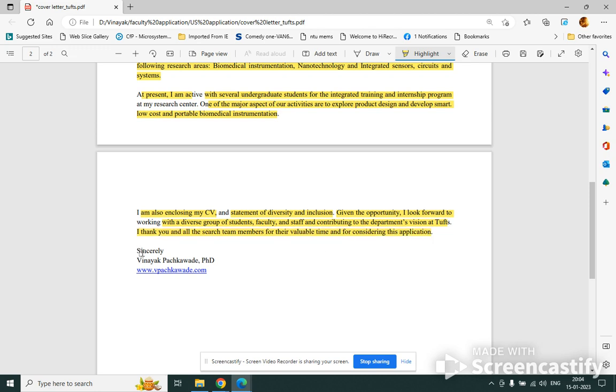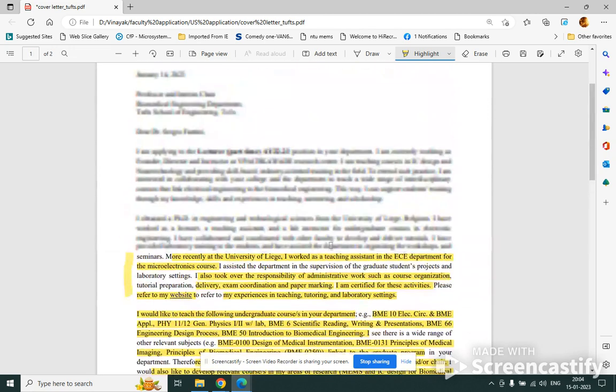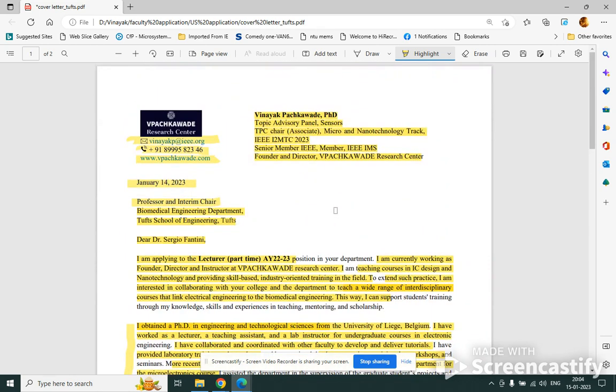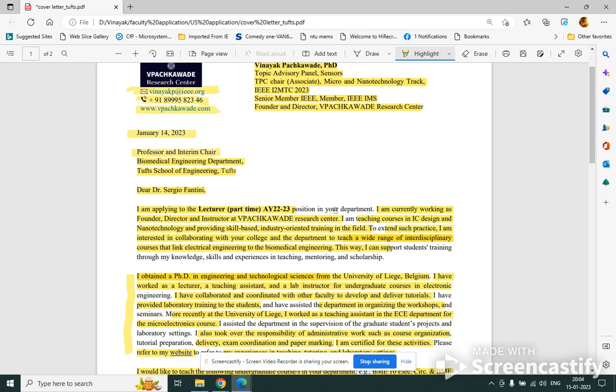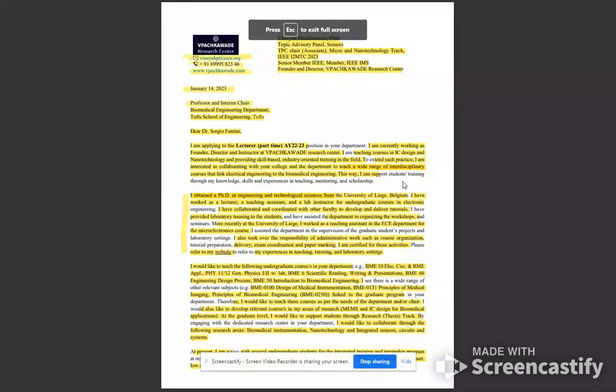Finally, I close the letter, thanking them all, with my name and the website address where I have all the additional information other than what I have provided here. So that's the end of this cover letter. You make sure that the cover letter is up to 1 page or 1.5 pages maximum, and it always has to be customized based on the job description that you read, and that is how you try to give your information.